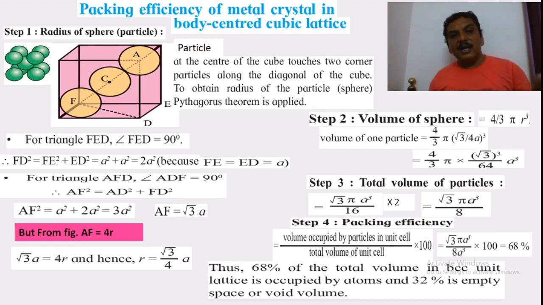We have calculated in simple cubic, 52.4% is occupied and the remaining is unoccupied or empty space. In case of BCC, 68% is occupied and 32% is unoccupied. We have to remember these two values, because in MCQs these values are asked for different calculations.